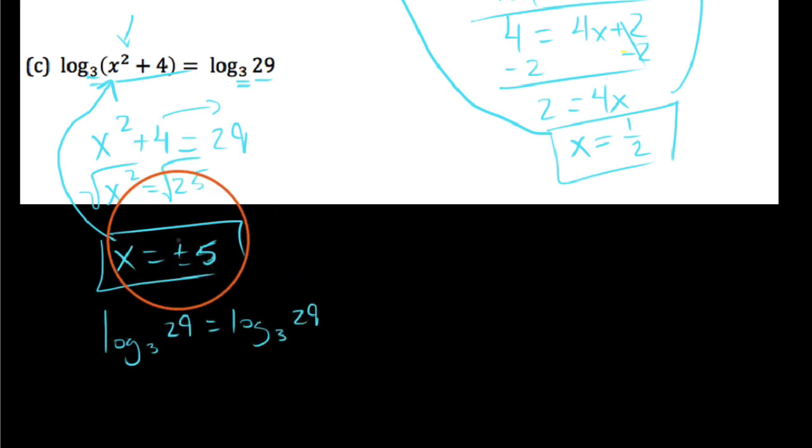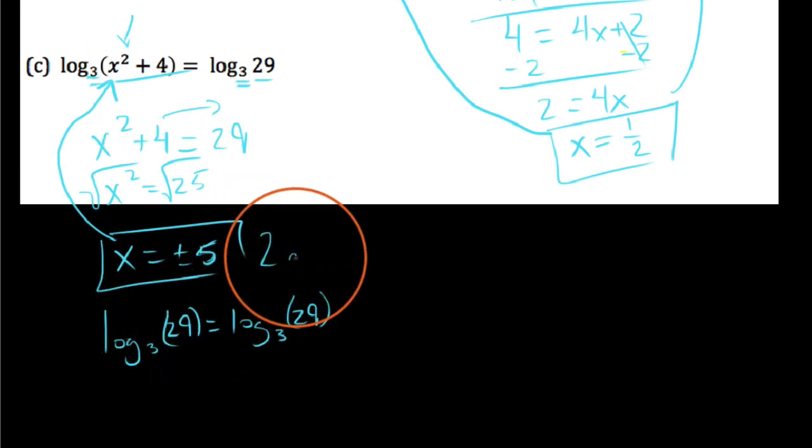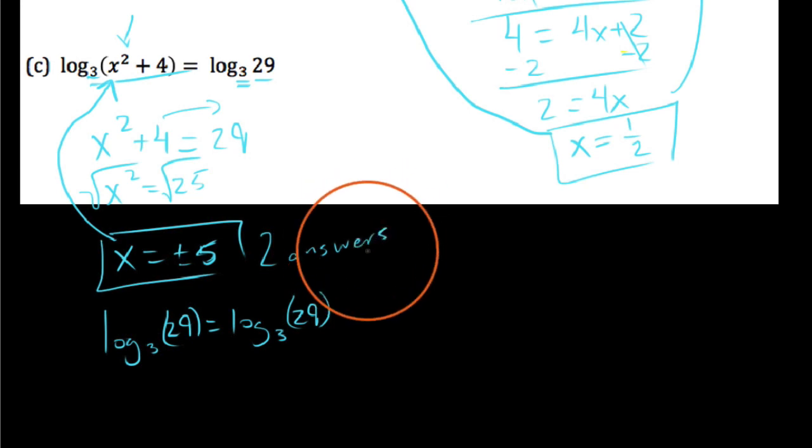The question is, does the negative also work? If I plug in a negative 5 here, negative 5 squared is still positive. 25 plus 4 is 29. So we actually get both solutions to work. There are 2 answers, just saying.